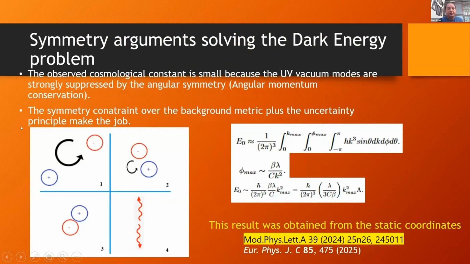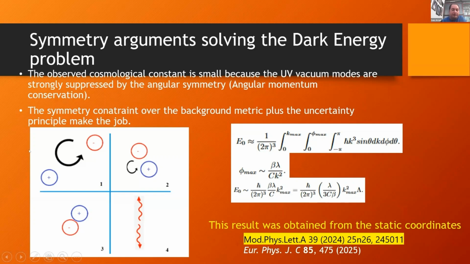The first result I will show is on dark energy, which I published in two papers in Modern Physics Letters and European Physical Journal C. What I did is to correct the integration of the zero-point quantum fluctuations. Normally, when we integrate the vacuum energy density, we apply a triple integration, and we assume that the azimuthal angle is 2π. I used a symmetry constraint emerging from the de Sitter metric and imposed it in the superior limit. Using the uncertainty principle, I obtained how the vacuum energy density is supposed to scale.